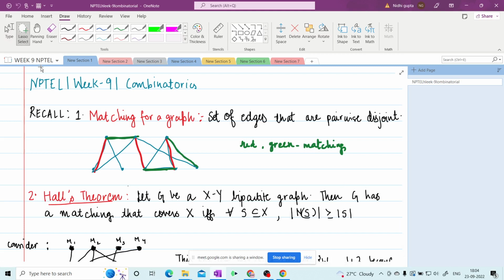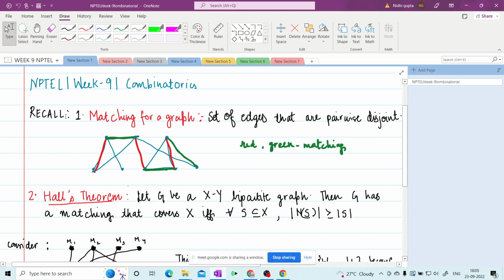Before that, first we'll define what a matching is. A matching for a graph is a set of edges, and all these edges are pairwise disjoint. That means no two edges share a common vertex. So you see this is an example of a graph, and if we want to find a matching for a graph, we are basically looking for a set of edges such that no two edges share a common vertex. We can see in this graph, the three edges that are colored red form a matching, and similarly the three edges colored green also form a matching for this graph. So this is what is called a matching.